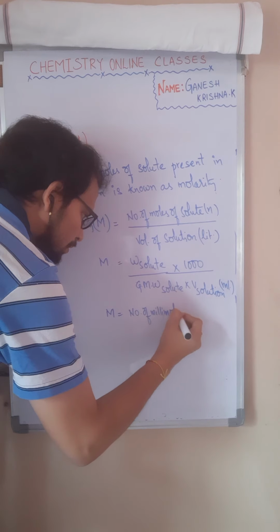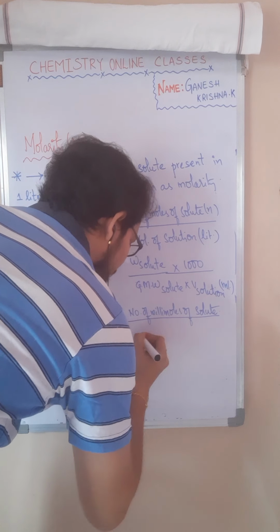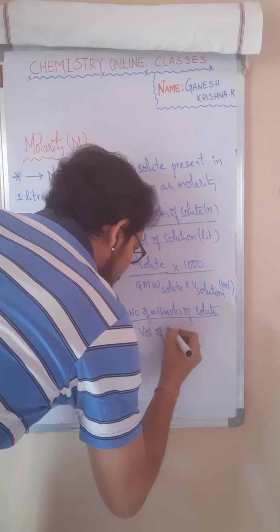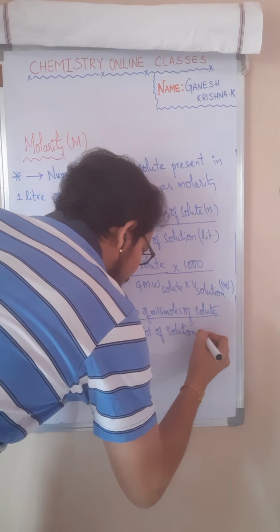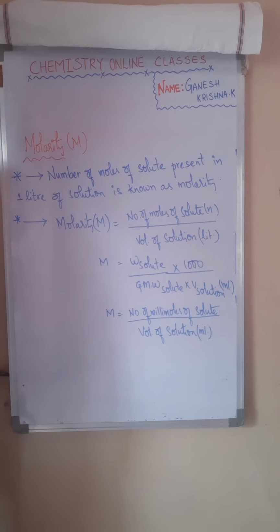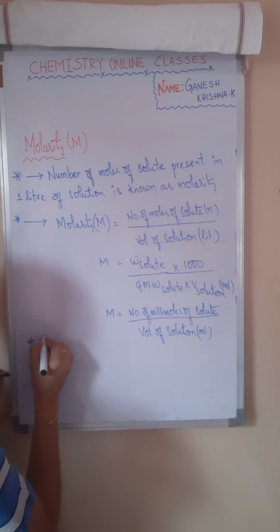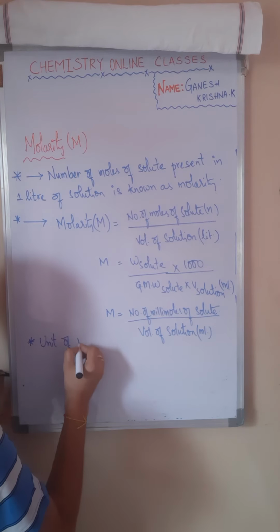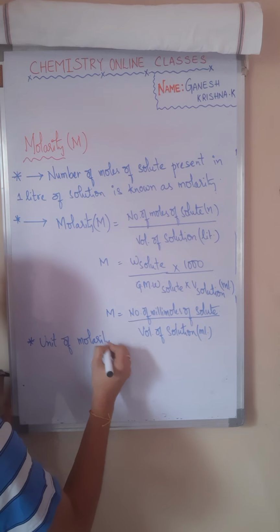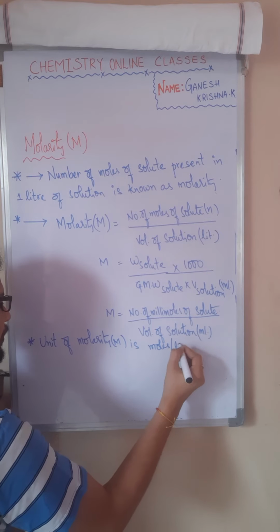Or one more formula can be taken, that is molarity is equal to the number of millimoles of solute by volume of solution measured in milliliters. Right, we can take all these three definitions to find out the molarity. And what is the unit used to measure the molarity here? The unit of molarity is moles per liter.